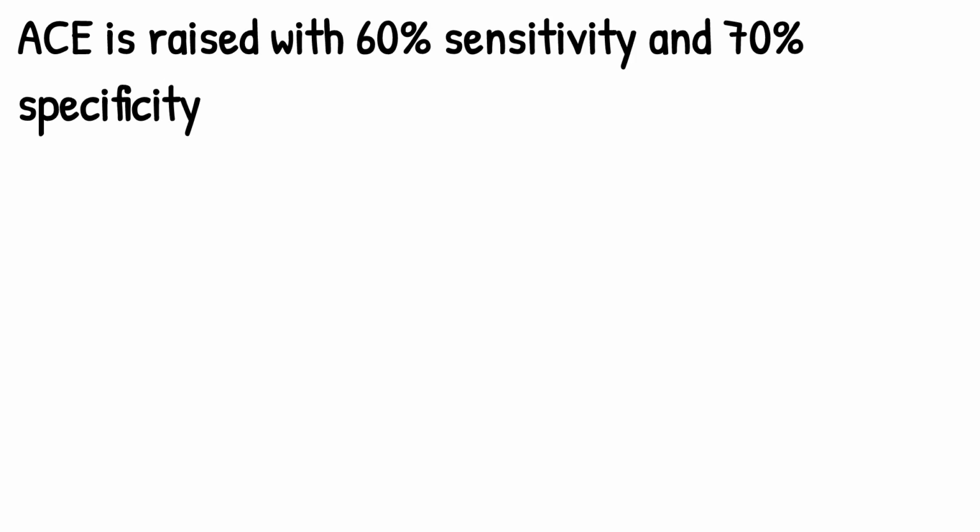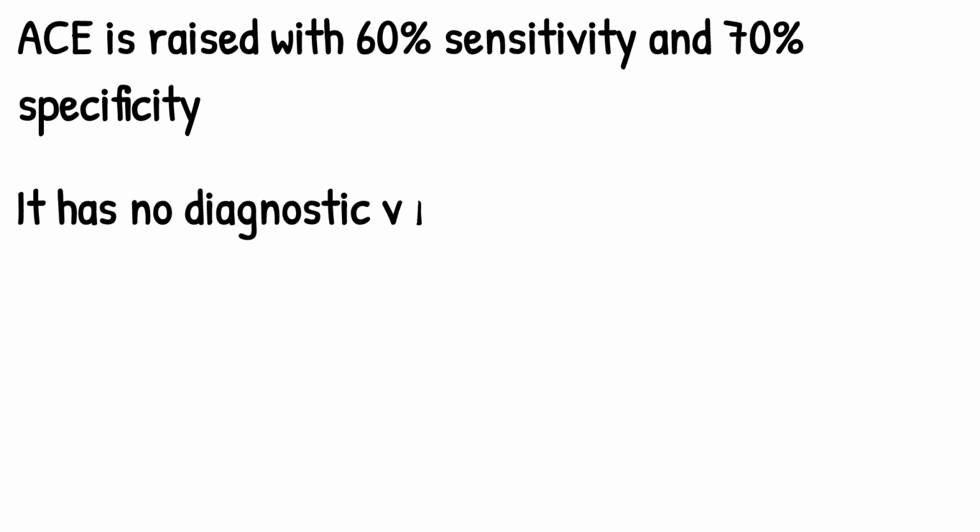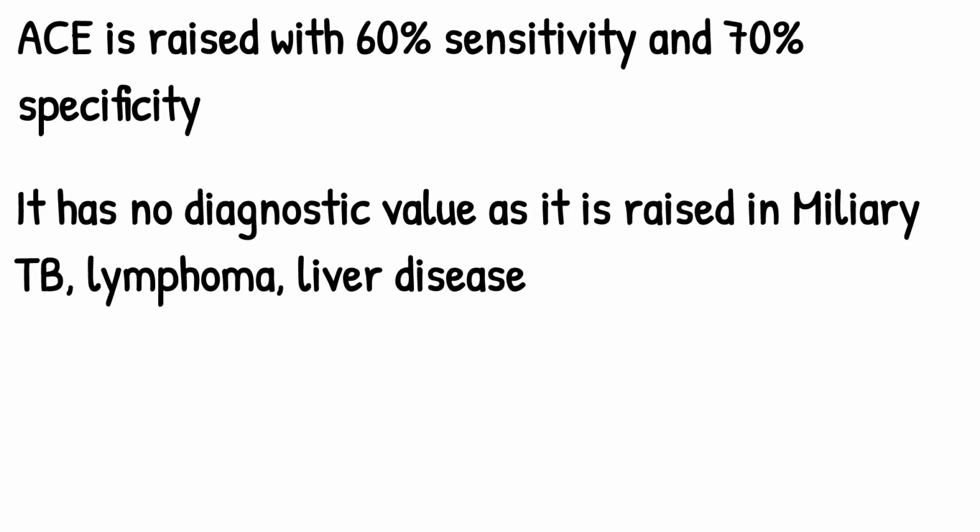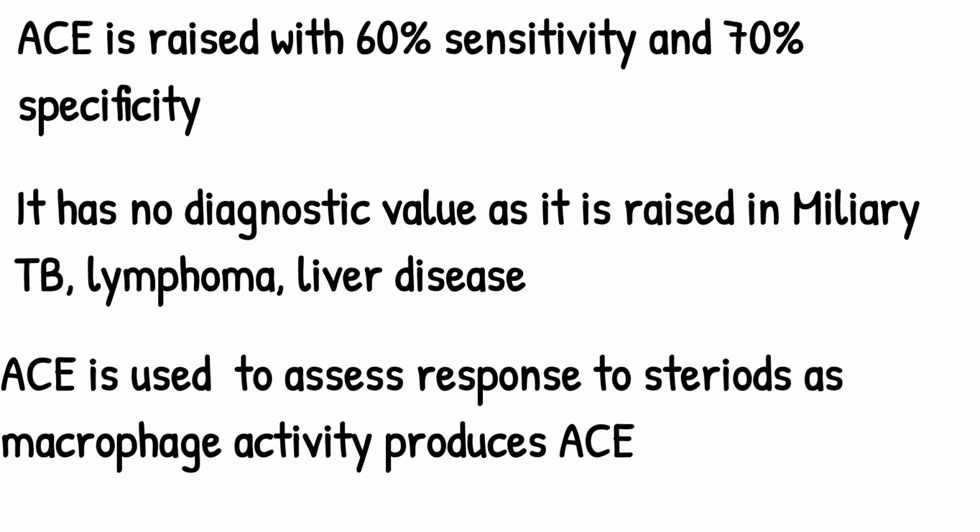Now ACE is raised with 60% sensitivity and 70% specificity. So we cannot rely on ACE, and it has no diagnostic value because it is raised in other conditions like mildew, tuberculosis, lymphoma, liver diseases. So ACE is not diagnostic in sarcoidosis, but in neurosarcoidosis it has some value. ACE can be used to assess the response to steroids because it is produced by macrophages, and steroid suppresses the macrophages.